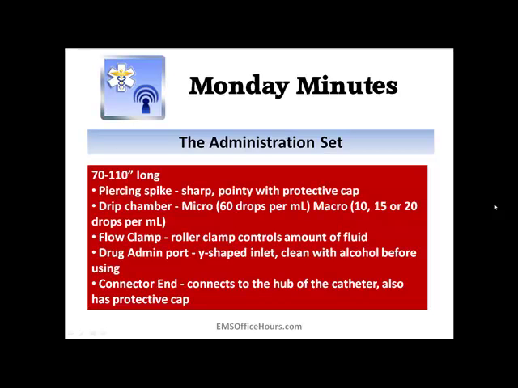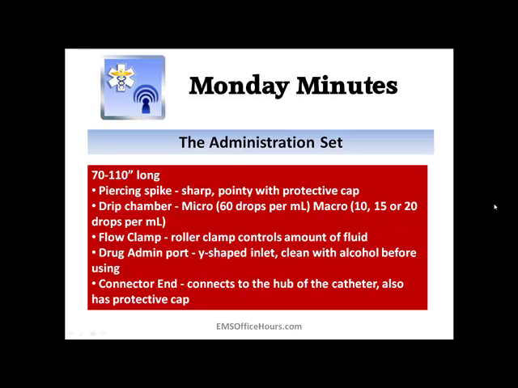This is that roller where we can turn it off, turn it on, put it down to a drip rate. Then we have the drug administration port, which is the other port you'll see when you're piercing the bag. It's more of a rubbery type of port. It's pretty obvious that it's used for injecting medications. And you're going to want to clean that, guys, with alcohol, again using aseptic technique before you start injecting drugs into that drug administration port.